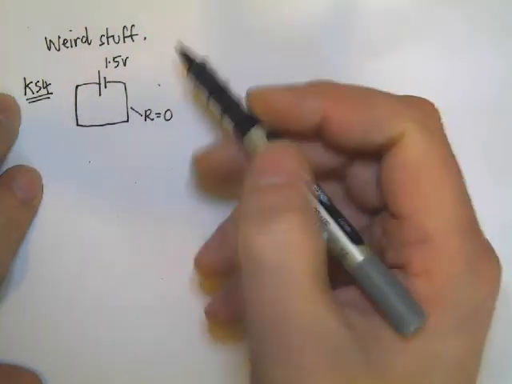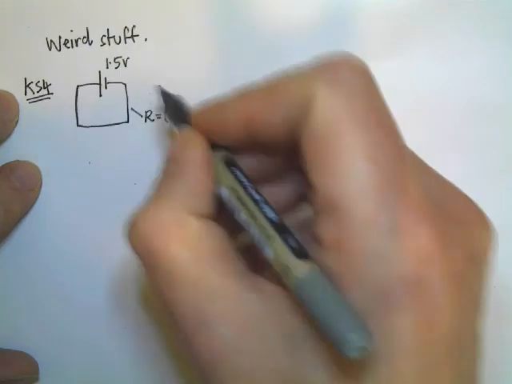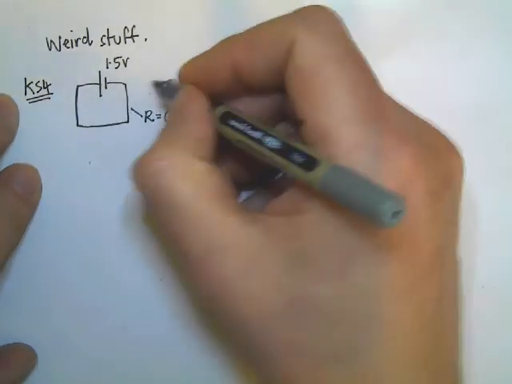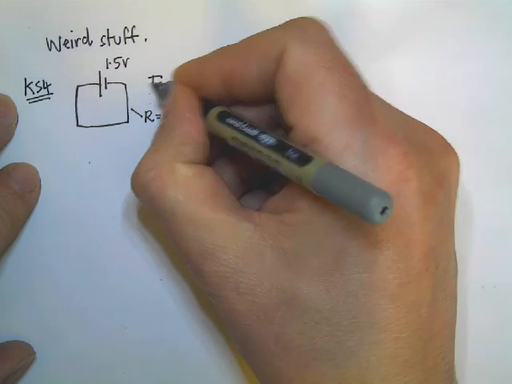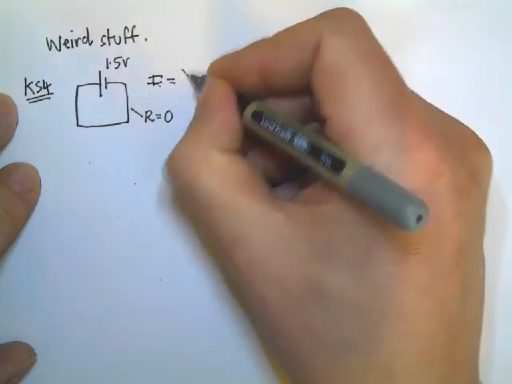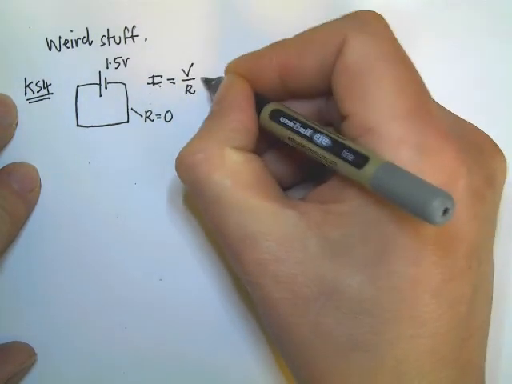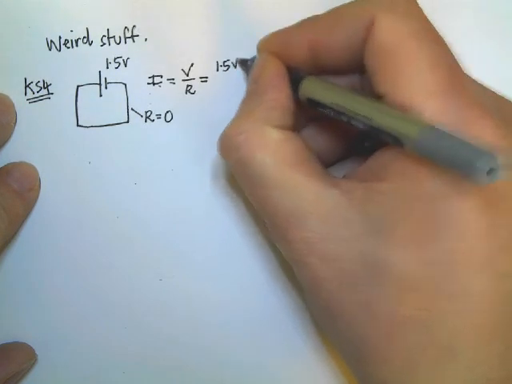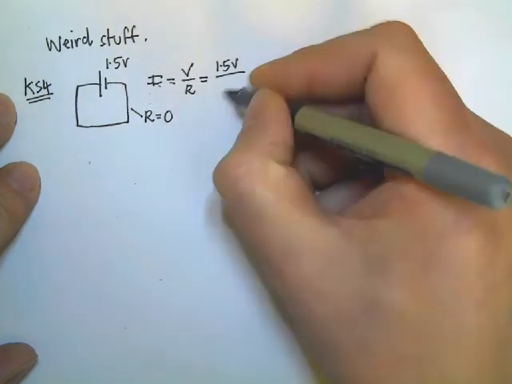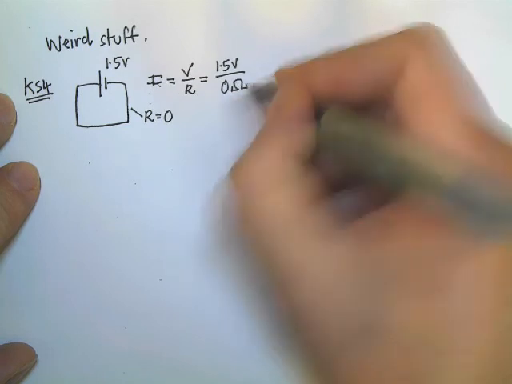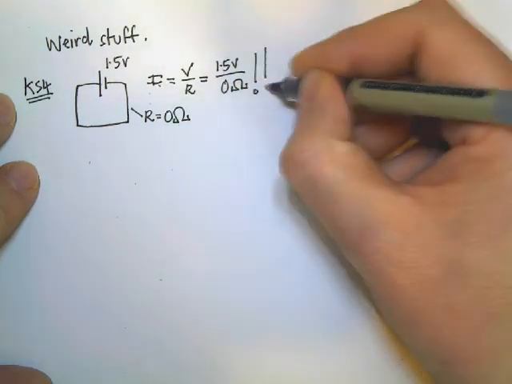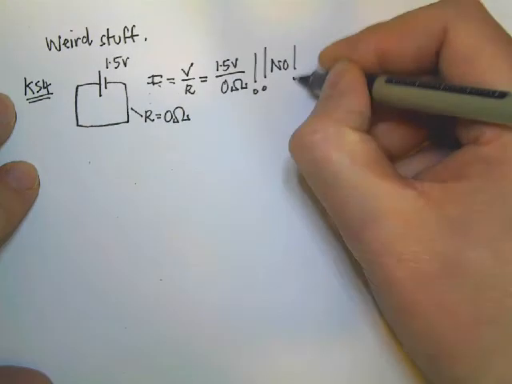Now, common sense is that, well, we've got a potential difference pushing the current round, no resistance to it. The current should get really big. Let's see how big the current should get if we were still in key stage 4. So current is equal to V over R. Well, our V is 1.5 volts divided by our resistance, 0 ohms.